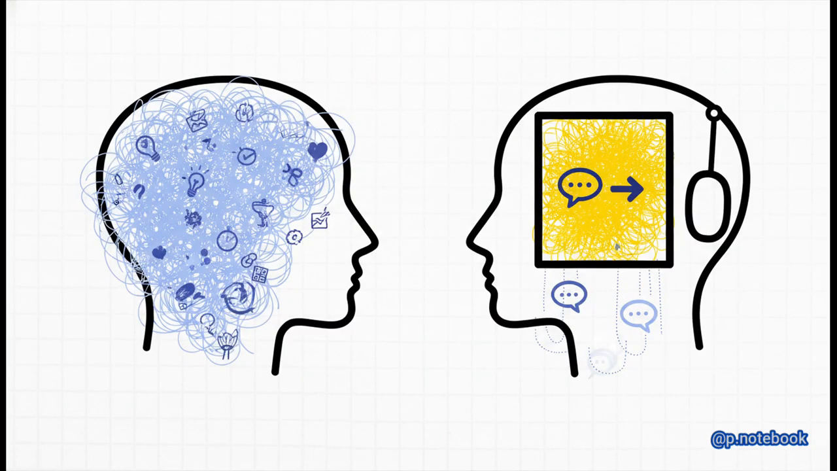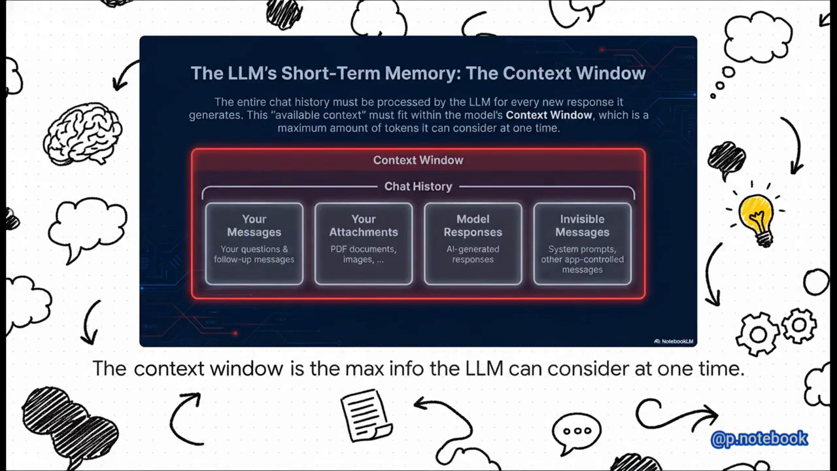Okay, let's talk about memory. This is a really big one. An LLM doesn't remember your chat history the way a person does. Its memory is totally defined by something called the context window. Just think of the context window as the model's short-term memory. Everything, and I mean everything, in your current chat, your prompts, the AI's answers, any files you've uploaded, even those hidden system prompts, it all has to fit inside this window for the AI to be able to remember it and take it into account.